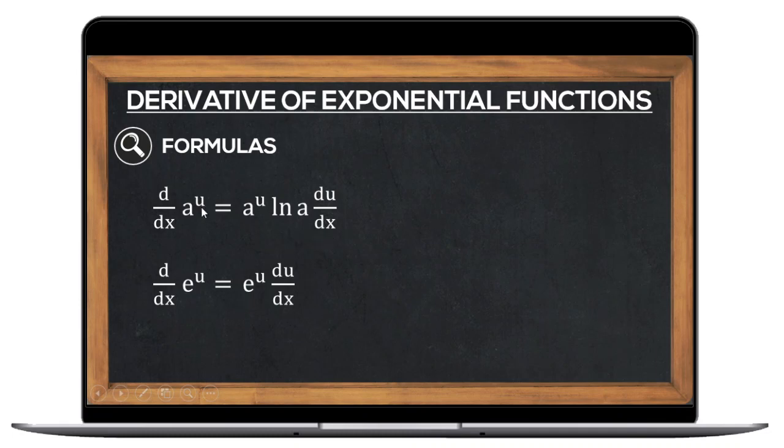So let's say our a, or our constant value, is e. So we will have e raised to u multiplied by ln of e, multiplied by the derivative of u with respect to x. But applying properties of logarithm, ln of e has the value of 1. Therefore, this part will be cancelled out. So when we get the derivative of e raised to u, it is simply e raised to u multiplied by the derivative of u with respect to x.